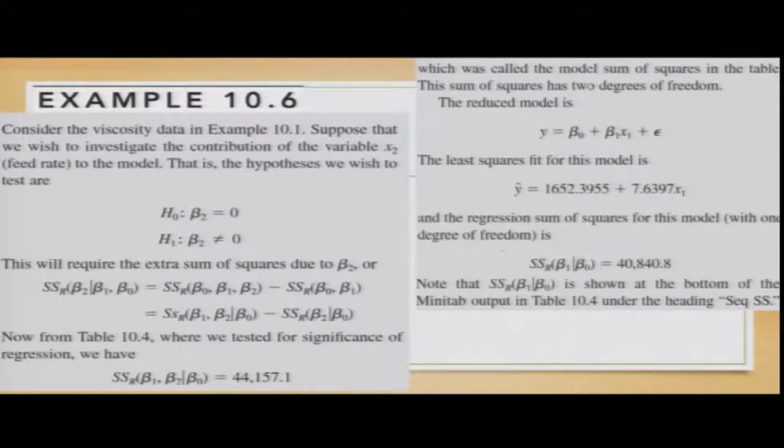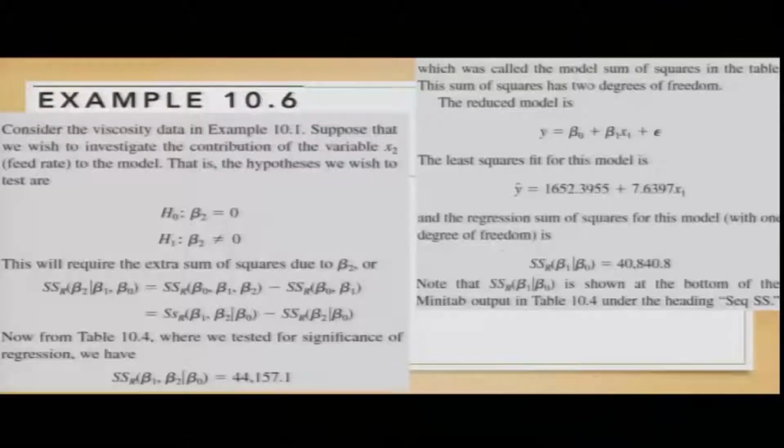Consider the viscosity model again. Suppose that we wish to investigate the contribution of the variable x 2. The hypothesis we wish to test is: under h naught, beta 2 is 0, and under h a or h 1, beta 2 is not equal to 0. This will require the extra sum of the squares coming from beta 2. So we can find the sum of the squares of beta 2 given beta 1 and beta naught. Now you have been able to split the matrix into two parts, one coming from beta 2, and one coming from beta 1 and beta naught.